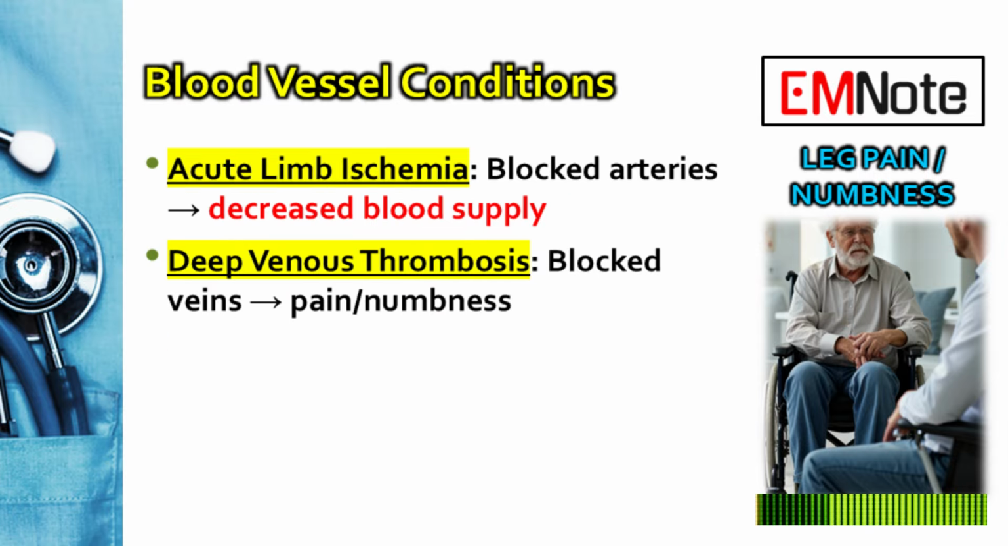Moving on to circulation, blood vessel conditions represent a critical, time-sensitive diagnosis. Leg pain and numbness here are indicative of decreased blood supply, which can stem from blocked arteries, warranting assessment for acute limb ischemia, or blocked veins, suggesting a deep venous thrombosis.